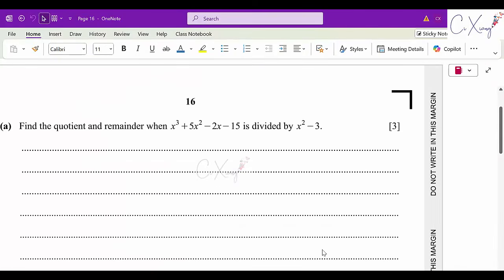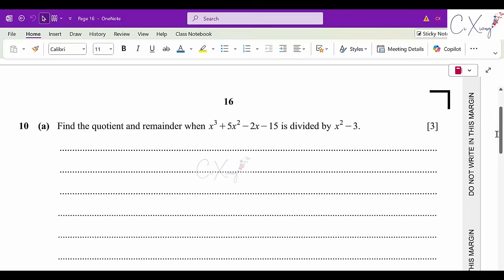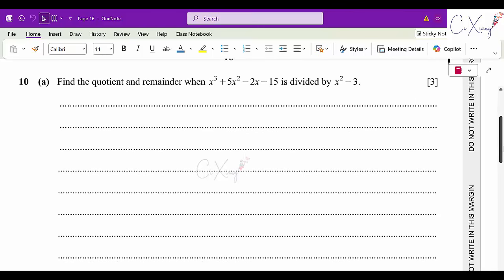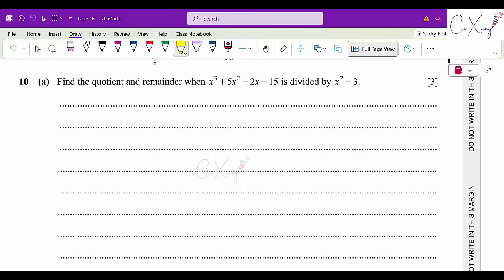So let's continue with question number 10. We are given the polynomial, and we want to find the quotient and also the remainder when the polynomial is divided by x squared minus 3. There are many ways to do it. You can write out the equation and compare them.